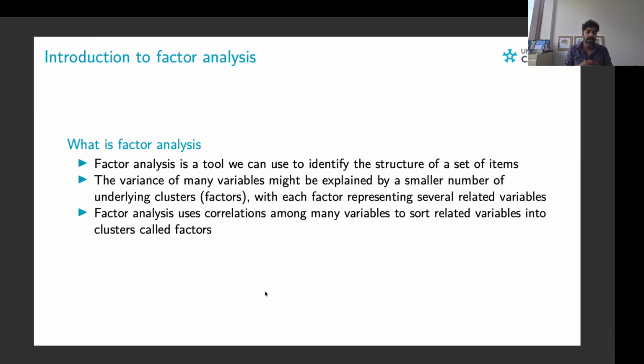And with each of those items, the important thing to remember is that those items are what we're using in our analyses, right? So to get a sense of the structure of these items, we can use factor analysis. The variance of many variables might be explained by a smaller number of underlying clusters or factors, with each factor representing several related variables.